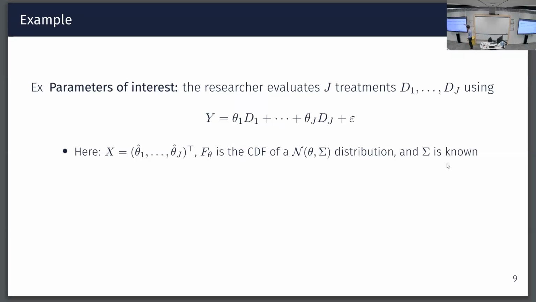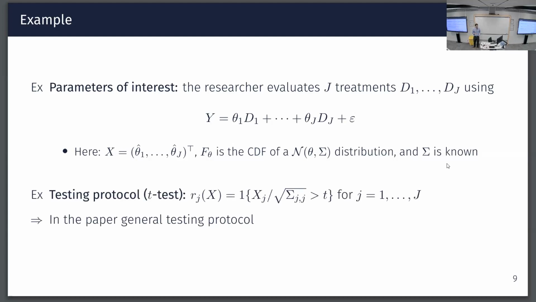So here is a simple example. We have some outcome of interest Y. This outcome may depend on treatments, which are binary, and I denote them as D. Then I have some treatment effects theta. My X may be just the least squares estimate from the regression, so X is distributed as a Gaussian with mean theta and some variance. One example of a testing protocol is just the standard t-test, where I look at my estimated effect and scale by the standard error.